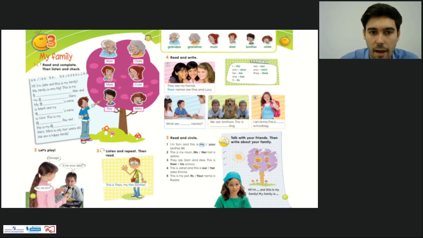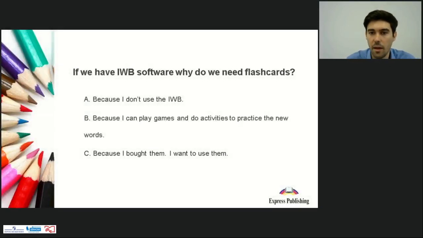Next question: if we have IWB software, why do we need flashcards? In many of our Express Publishing titles for primary, they include interactive whiteboard software, which can allow us to bring the book to life. It has many different interactive activities. It has different methods of presenting vocabulary through different videos or games. It also has the animated videos and audios that help us to achieve this. So why do we even need flashcards?